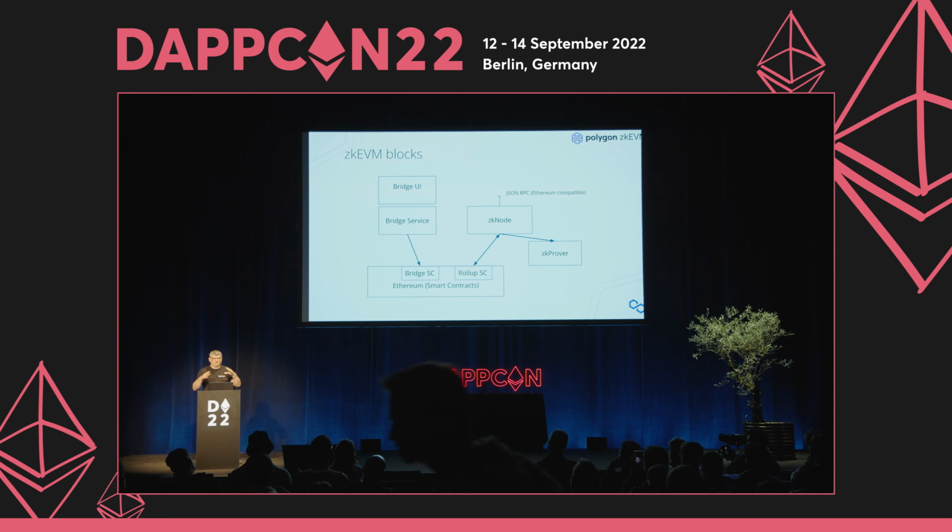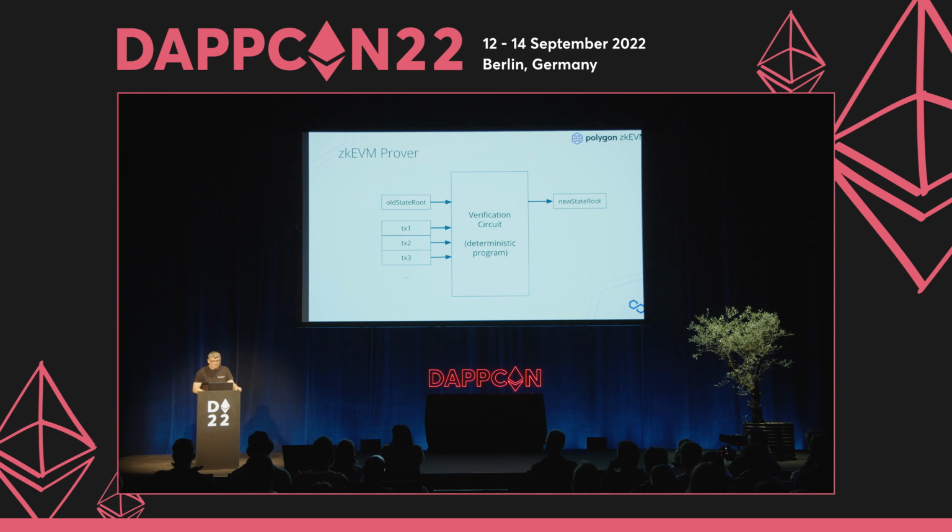The system has many pieces. You have the bridge, the smart contracts, the node. I'm going to focus very much on the prover, because the prover at the end is what distinguishes a zkEVM from an optimistic rollup, and it's probably the most difficult part that we have to build. Okay, so what does the prover have to do?